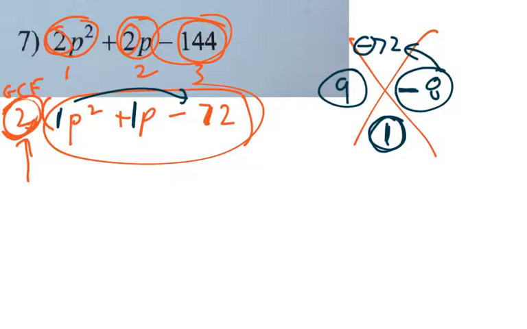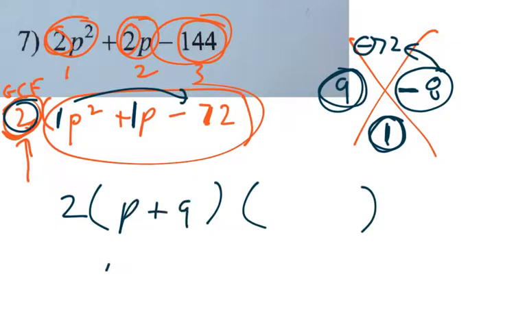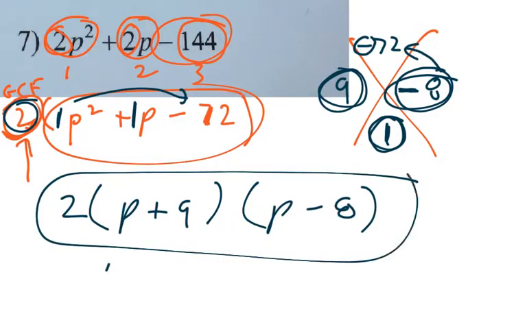So what's my final answer? Don't forget the 2 in front. I have a 2. Then I have my parentheses. The 9 tells me p plus 9. The minus 8 tells me p minus 8. And that's completely factored. Now guys, what did you hopefully learn from this problem? You hopefully learned to always try to do GCF first, because it does make your life a lot easier anyways. You want to get that 2 out of there, guys, so that the rest becomes easier, bottom line.